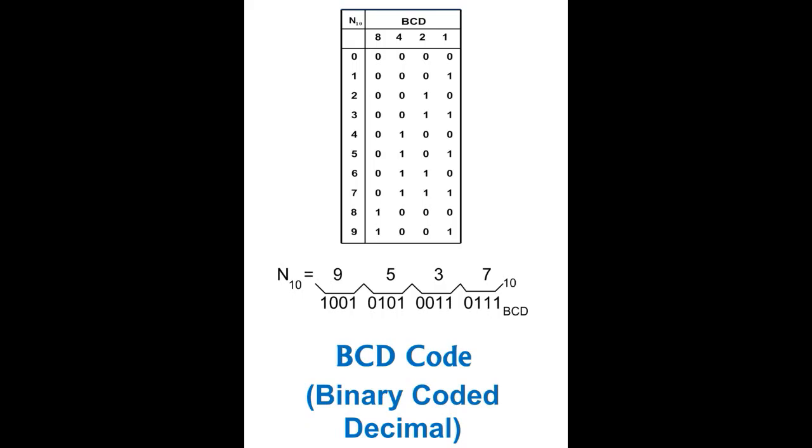The table in this slide shows the digits 0 to 9, represented by 4 binary digits. Also, it presents the number 9537 in decimal base, converted into BCD code: 4 nibbles, 2 bytes.